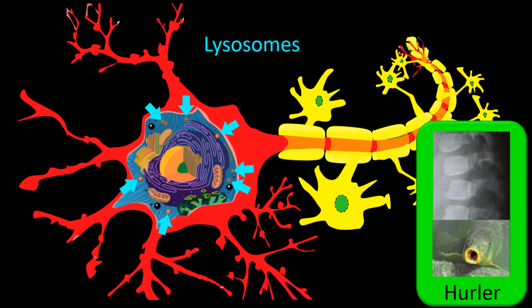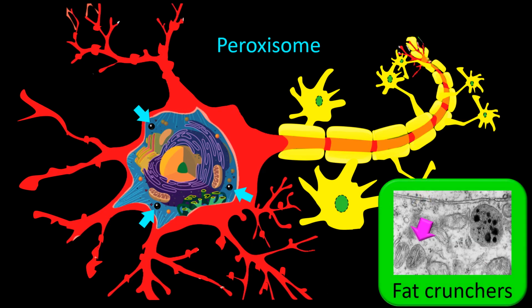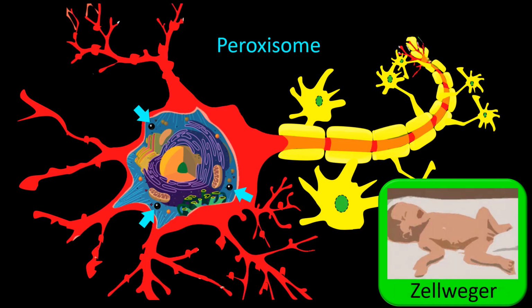In addition, we have in the neuron peroxisomes. These organelles are in charge of catabolizing multiple substances, including very long-chain fatty acids. Their dysfunction leads to a condition called Zellweger syndrome.